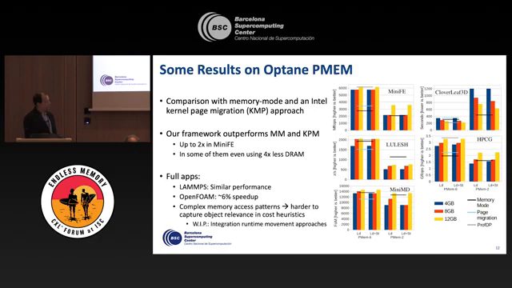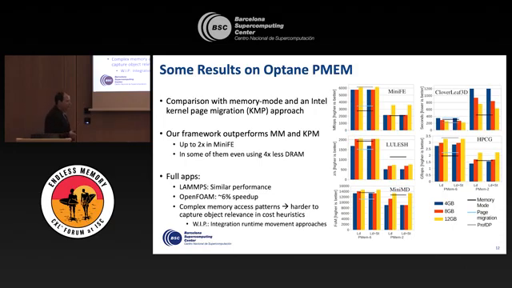Then if we go to a little bit more complex applications, like LAMMPS, for example, we saw similar performance. In OpenFOAM, we saw a 6% speedup, which may not seem like much, but it comes for free, with no need for any modification. So that's why we realized that for these more complex and long runs with different stages, we actually need to combine this with some more ability to do runtime page movements. And that's what we're doing right now.